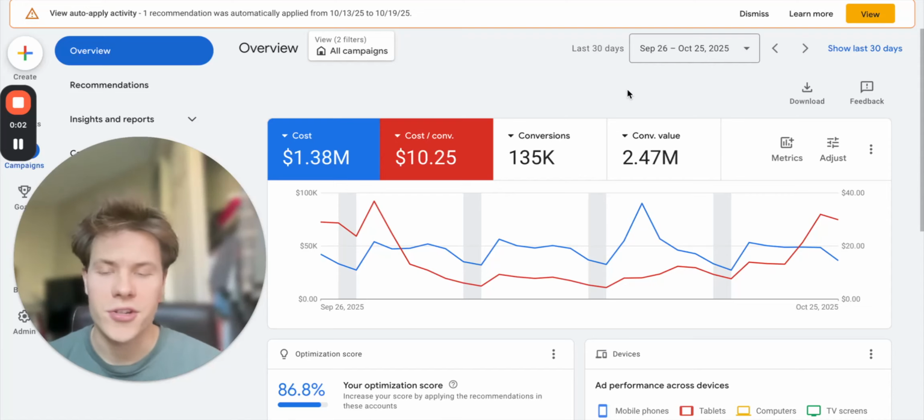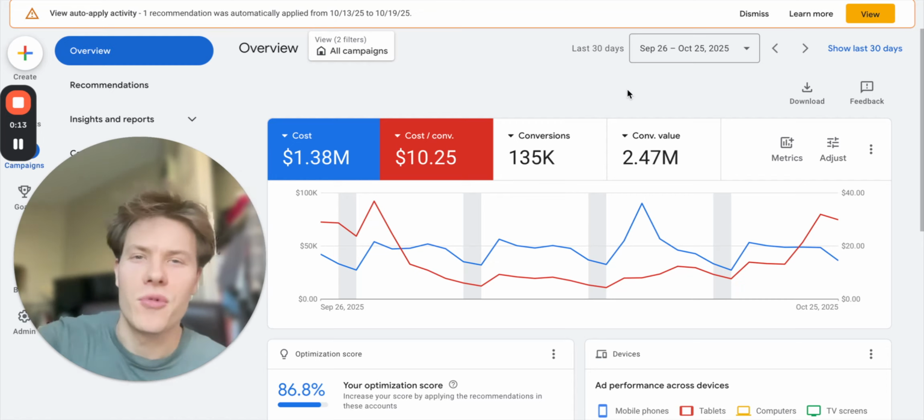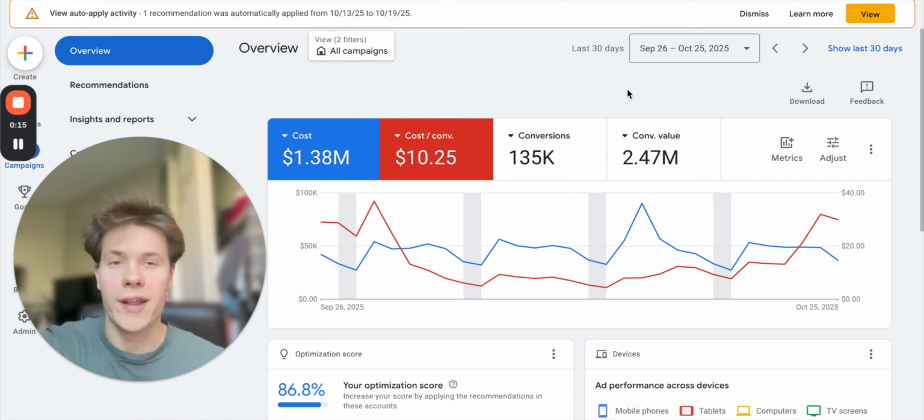Is Google Ads actually a waste of money? Well, to be honest with you, that's going to come down to three main things. First, it's going to come down to, are you wasting your own money on Google Ads? What do I mean by that? Yeah, Google Ads is obviously a waste of money if you're running ads wrong, right?